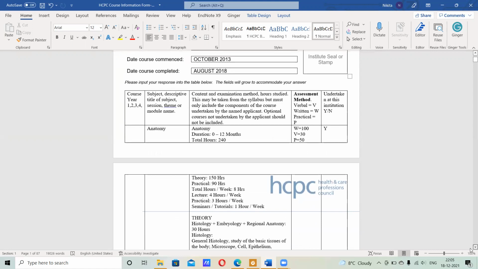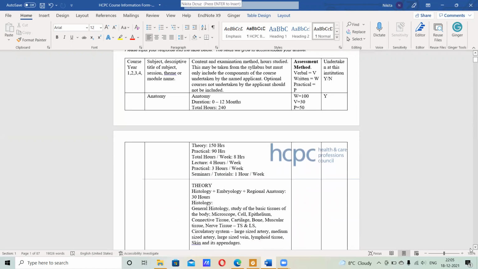So this is just the first section for you guys, just to explain quickly what I have been able to fill out for the rest of the 87 pages. One of the first subjects that I did when I was in physiotherapy was anatomy. And now I've broken it down, saying I did it for 0 to 12 months, which is the entire first year. And I spent about 240 hours studying anatomy, of which 150 hours was theory, 90 hours was practicals, and that was about 8 hours per week.